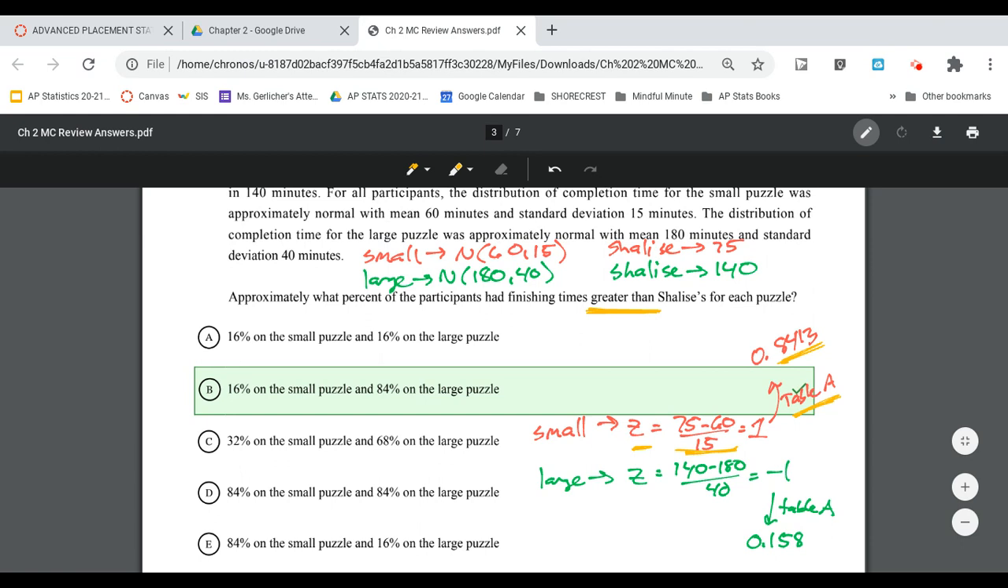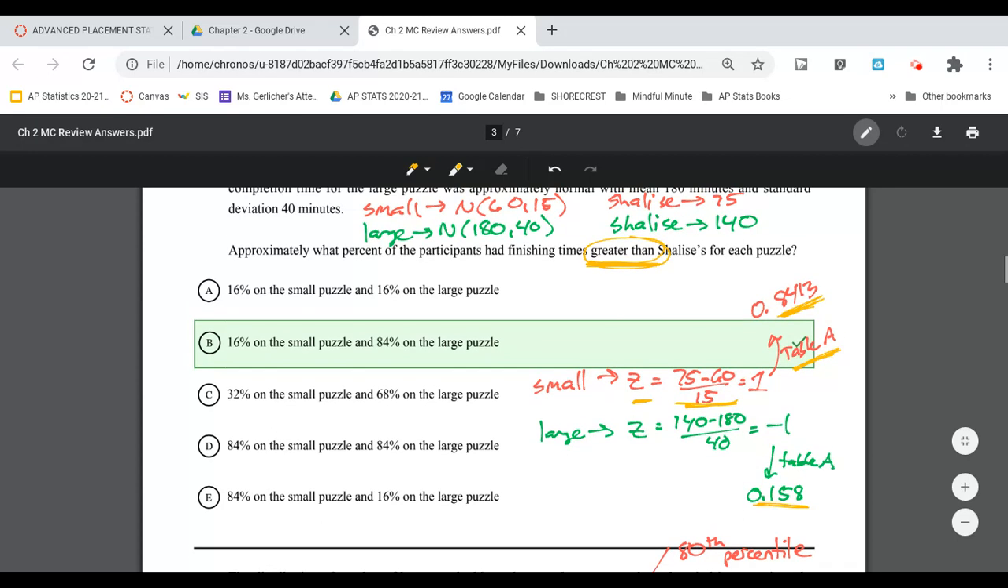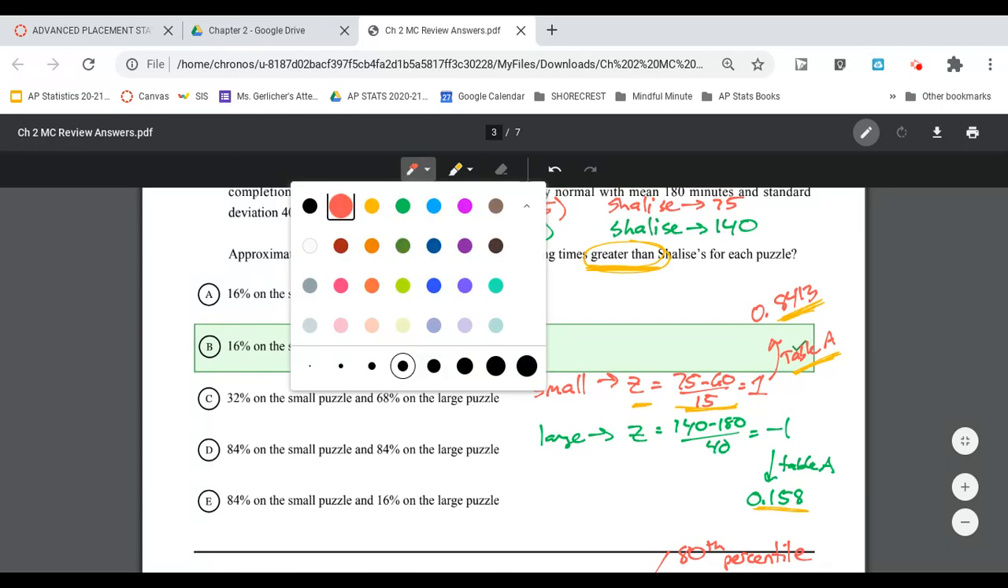So you have to be on the watch out for things like this: greater than, increase of, top, other words that show you that it's to the right, not to the left. So these guys are to the left. So we still have to do 1 minus those to get our actual answers.